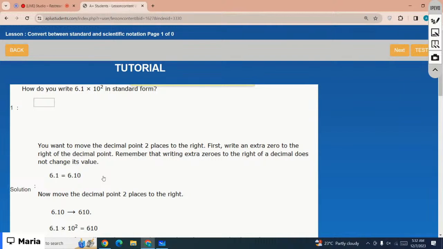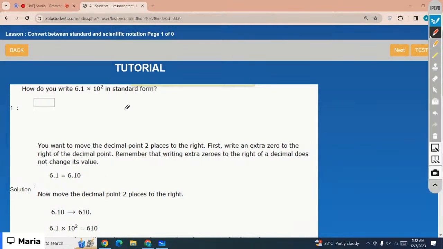When you move the decimal point 2 places, that is 6.1, you need to move 2 places, right? You have only one decimal place, you need to add another one to complete. So you move the decimal point from here to here. So it would be 610, right? You need to move the decimal point this many place values, right?